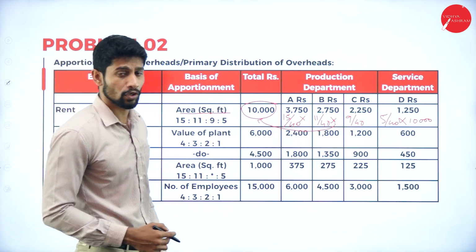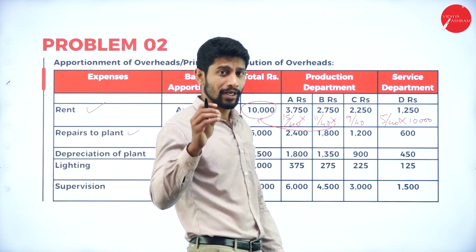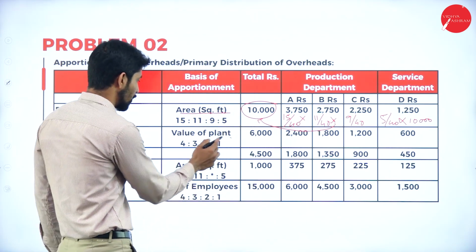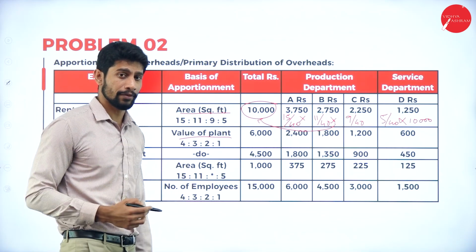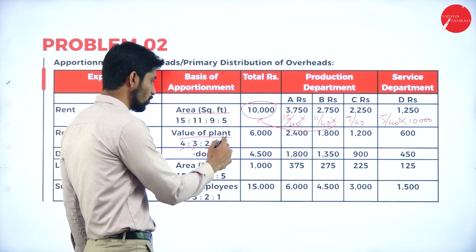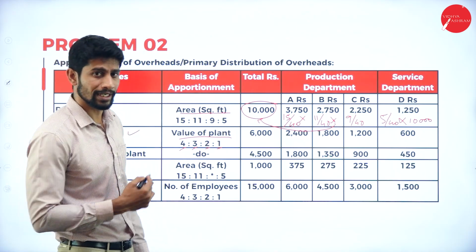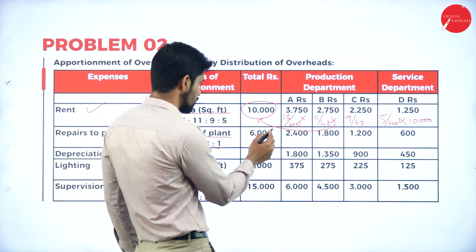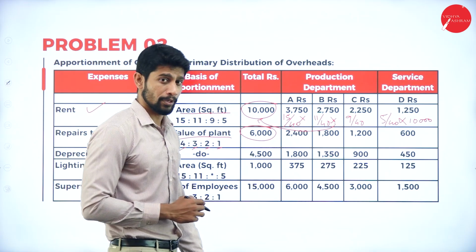So on what basis are you going to allocate the repair of plant? It is on the basis of value of plant. So what is the ratio? We already found it for value of plant. It is 4 is to 3 is to 2 is to 1. Okay, total how much will you get? 10. So 6,000 is the total expenditure for repair of plant.